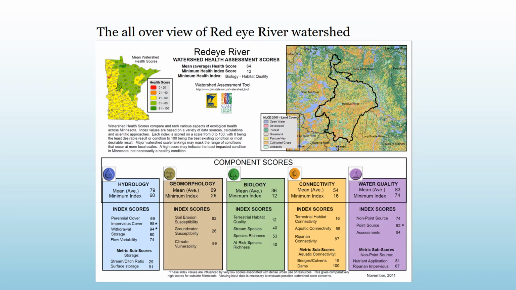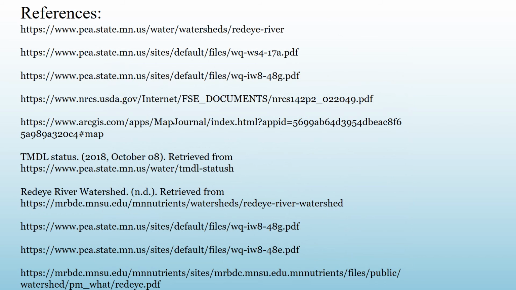This is the overall view of the Redeyes River watershed. It shows that the overall health score is 64, which is very good, and the minimum health index is 12. The Redeyes River watershed is very clean and is fortunate to have a score of 64. Thank you very much.